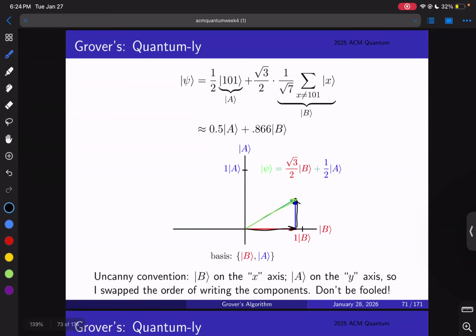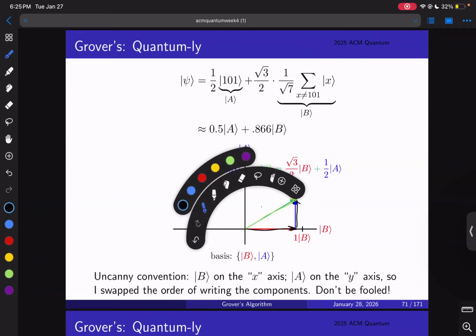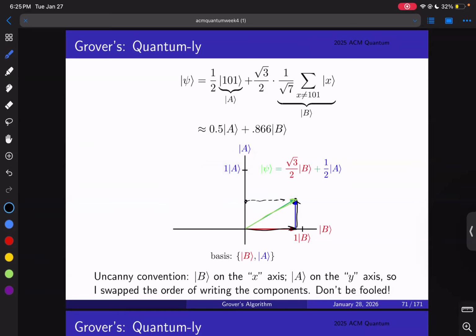What's the probability of measuring that 101? So the probability of measuring the 101 state, which is our good, awesome state, is 1/2 squared, which is 1/4. If you project this vector onto the A-axis, it ends up being 1/4. But if we had a vector in this space that was up here, it would have a bigger component in the awesome direction, which means a higher probability of measuring an awesome string, which is 101 in this case.